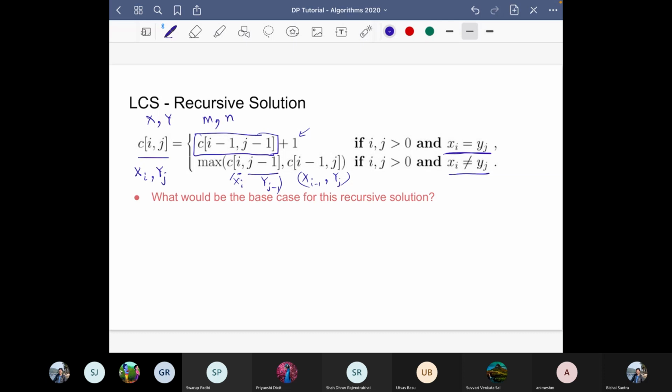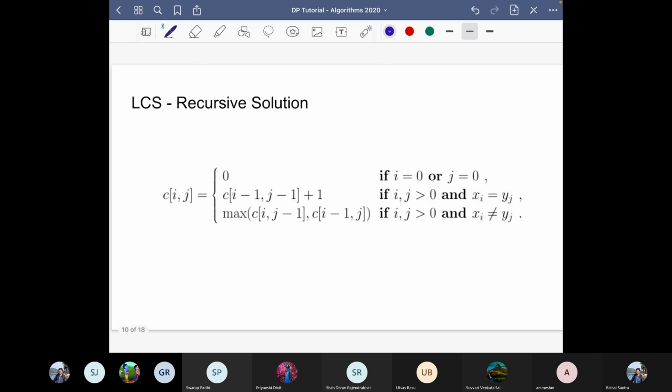So can anyone tell me what would be the base case for this solution? So this is for i and j. What would be the base cases? There can be another case: if one of the lengths is 0, then we just return 0. Right, exactly. So if either of them is 0, this will be 0. Basically, if one of the strings is empty, there cannot be an LCS. And based on these base cases, you can find out the solution. Okay, so that is just shown here.